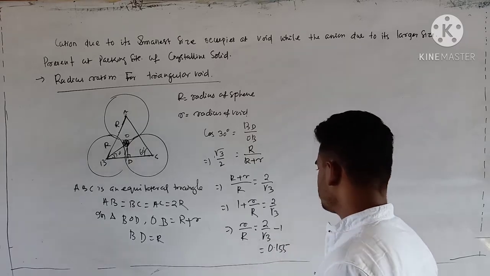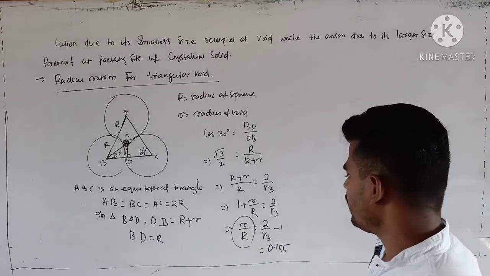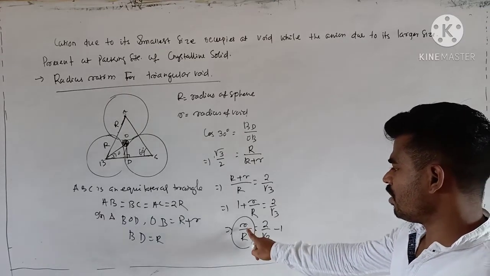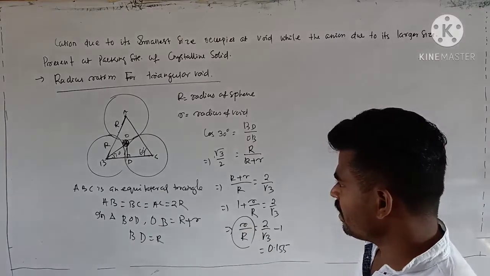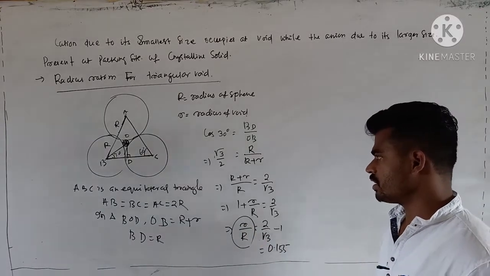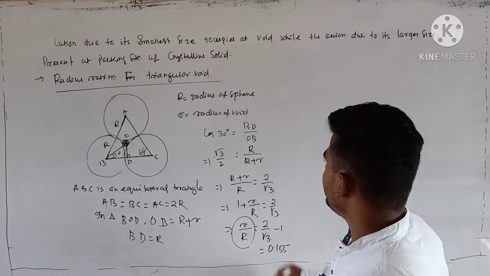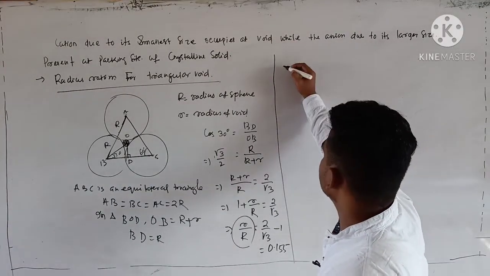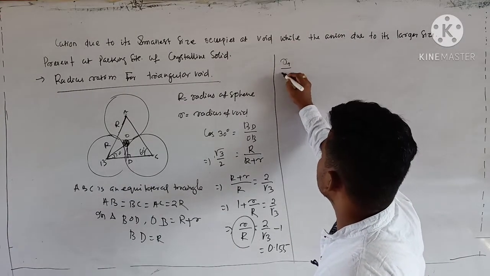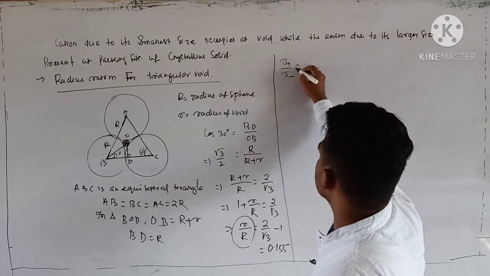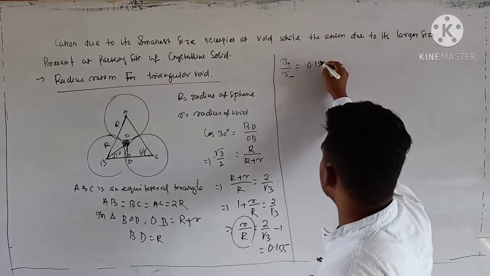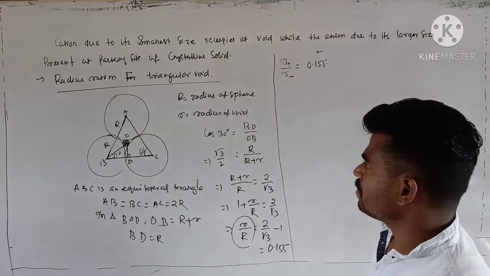That equals 0.155. This gives the radius of the cation compared with the radius of the anion, because small r stands for the void where the cation is present, and capital R is the radius of the sphere of each constituting site. So for a plane triangular void you can write r plus upon r minus equals 0.155. Is that clear?